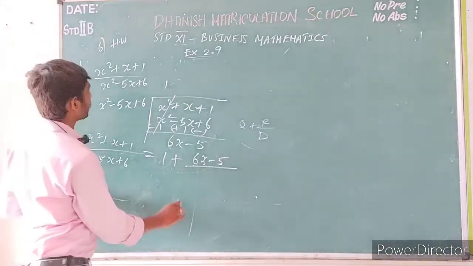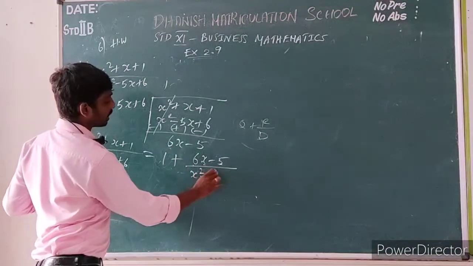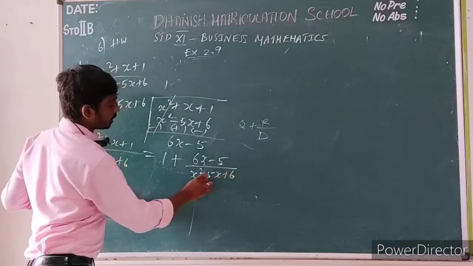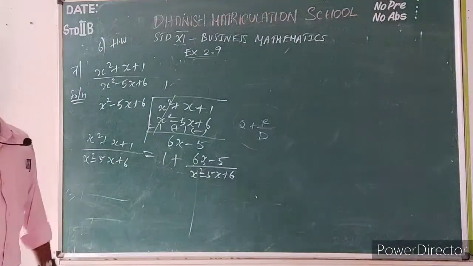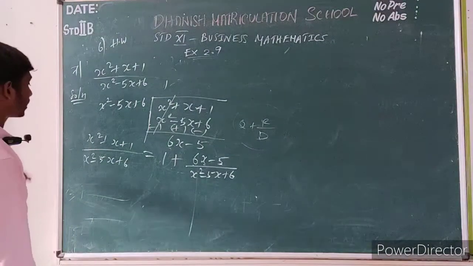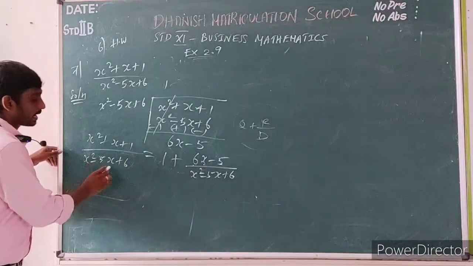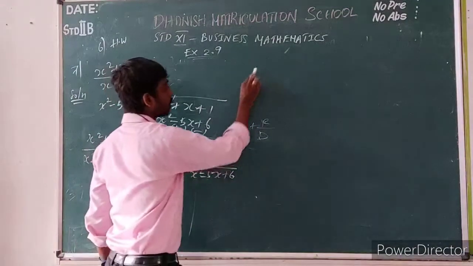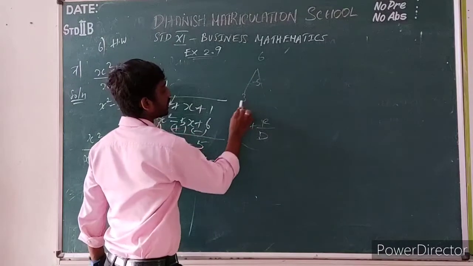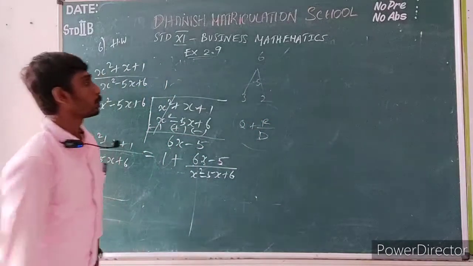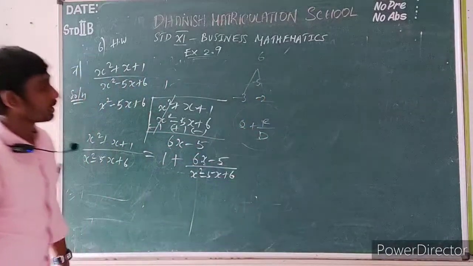What is the denominator value here? That is x square minus 5x plus 6. Then we are going to find the partial fraction. How to solve the partial fraction here? For the denominator x square minus 5x plus 6, using the mountain method, that is 6 and minus 5: 3 into 2, so we apply minus 2 and minus 3.